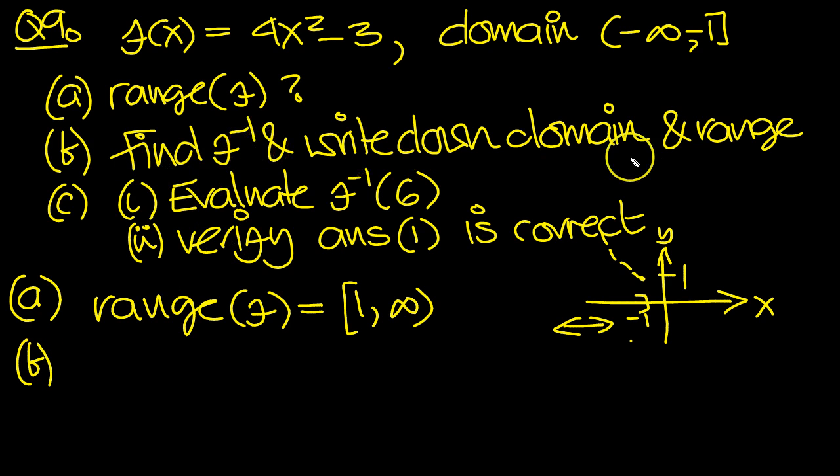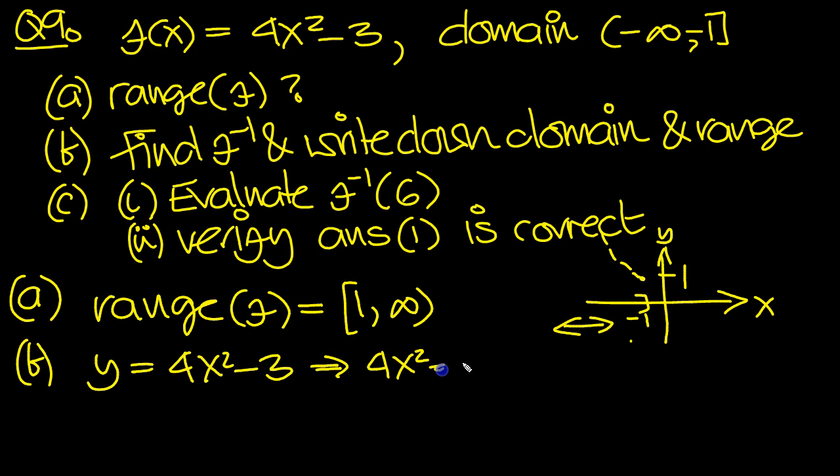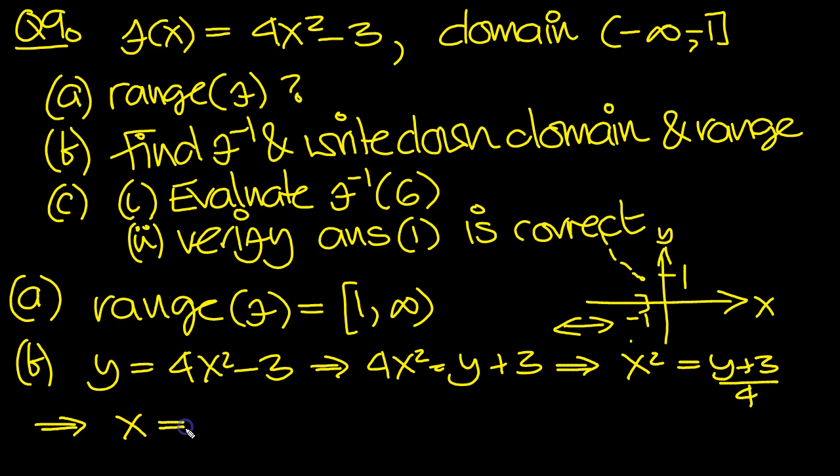Part B, find the inverse and write down the domain and range. So here we can let y equal 4x² - 3. So that tells us then that 4x² is equal to y + 3. So x² is equal to (y + 3)/4. Square root both sides. x is equal to.